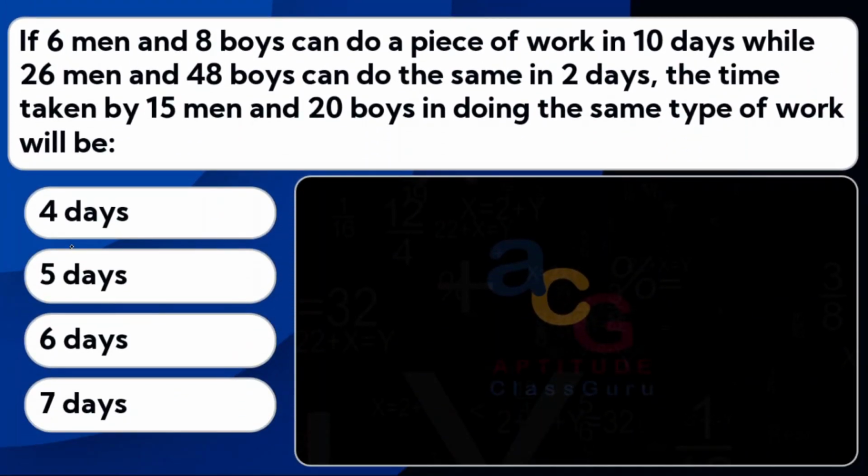Just look at the next problem. If 6 men and 8 boys can do a piece of work in 10 days, while 26 men and 48 boys can do the same work in 2 days, the time taken by 15 men and 20 boys in doing the same type of work will be?